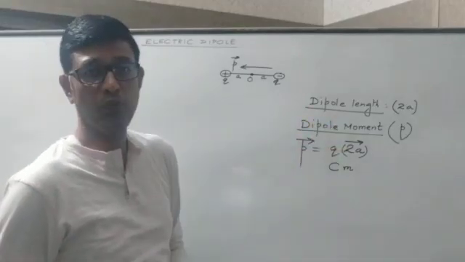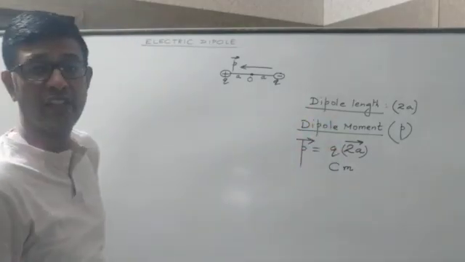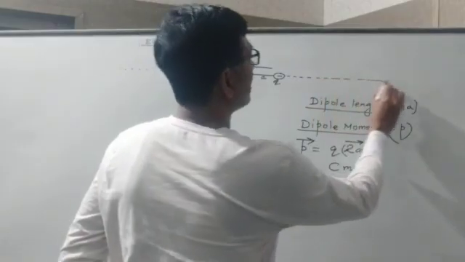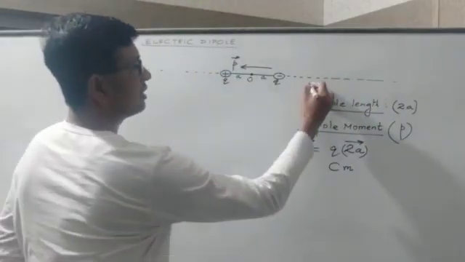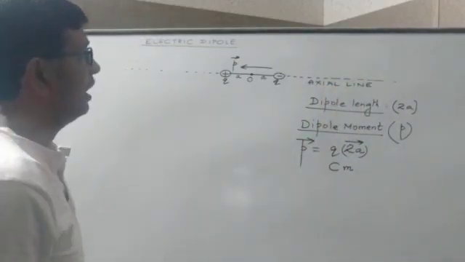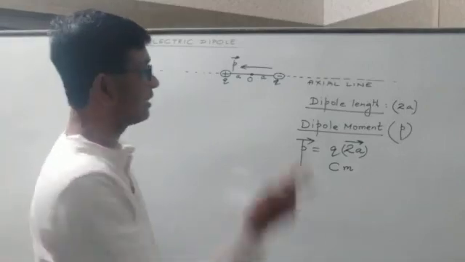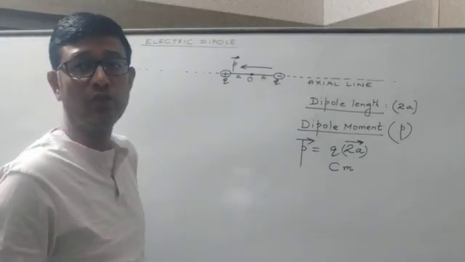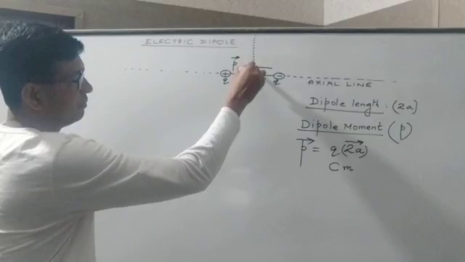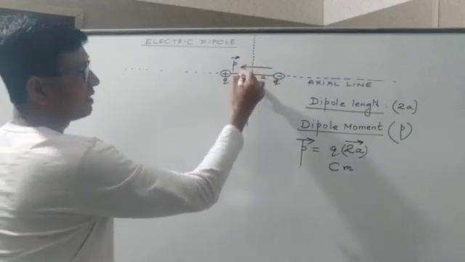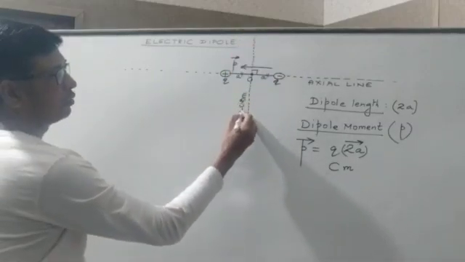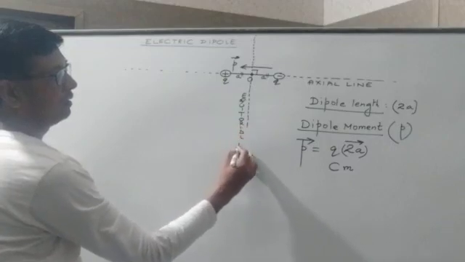So, that's dipole moment. Now, regarding axial and equatorial line. The line along the dipole length is known as an axial line. And the right perpendicular bisector of this electric dipole is known as an equatorial line. Right means right angle, 90 degrees, and it should bisect the dipole length. So, this line is known as the equatorial line.